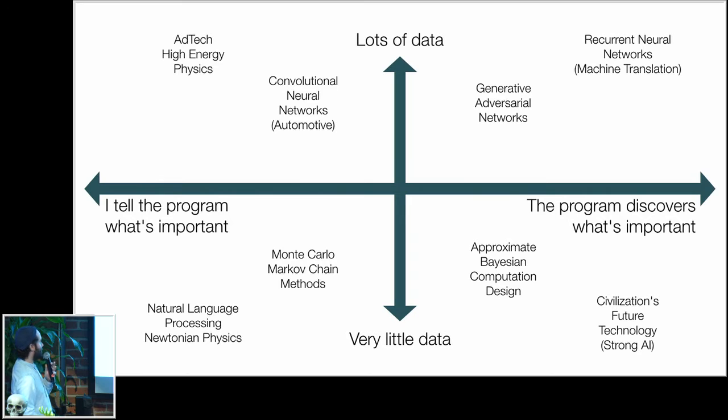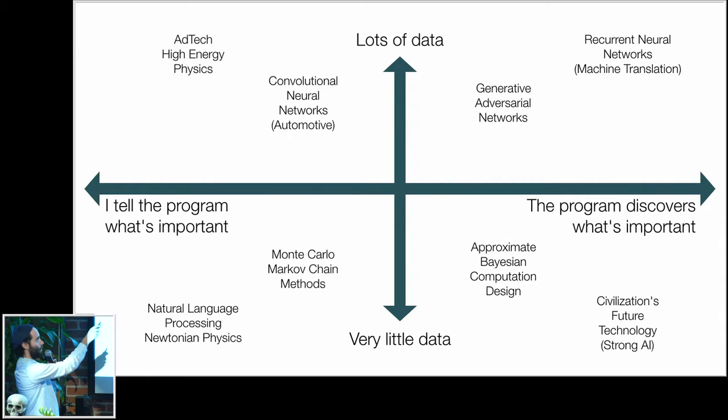If you have lots of data and you tell the program what's important, you can do great ad tech. You can make a ton of money selling ads, and high energy physics. With lots of data, where you tell the program a little bit more about what's important, this is like automotive artificial intelligence applications.